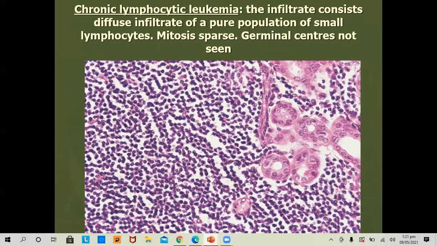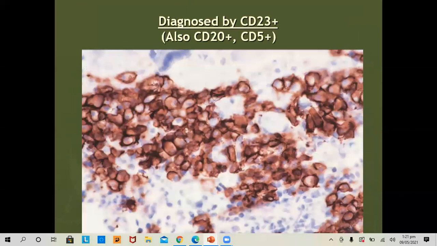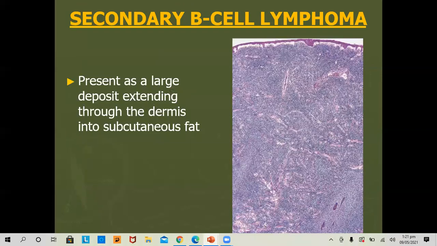The chronic lymphocytic lymphoma comprises a diffuse infiltrate of small lymphocytes. Mitosis is sparse. Germinal centers are not seen. The main immunohistochemistry marker is CD23. So these tumors are CD20 positive, CD5 positive, and then CD23 positive.